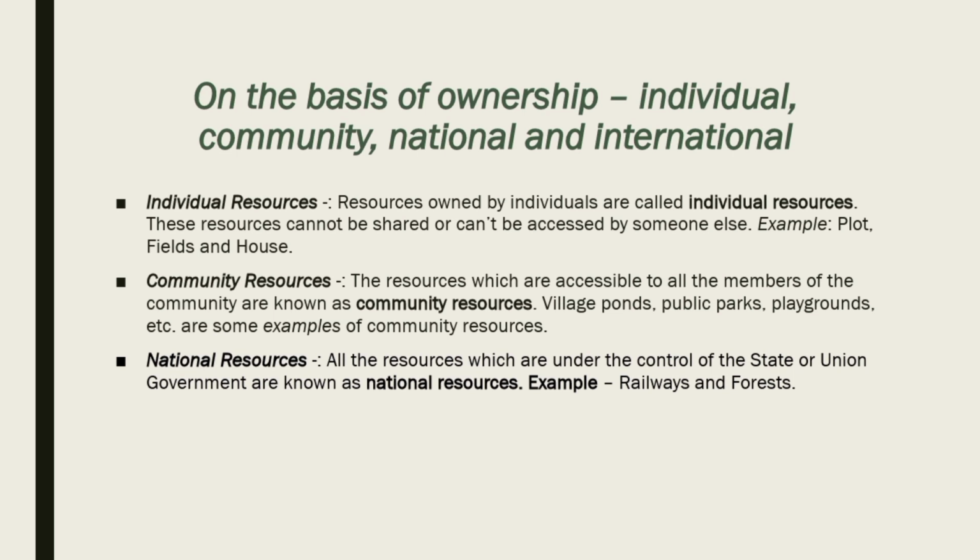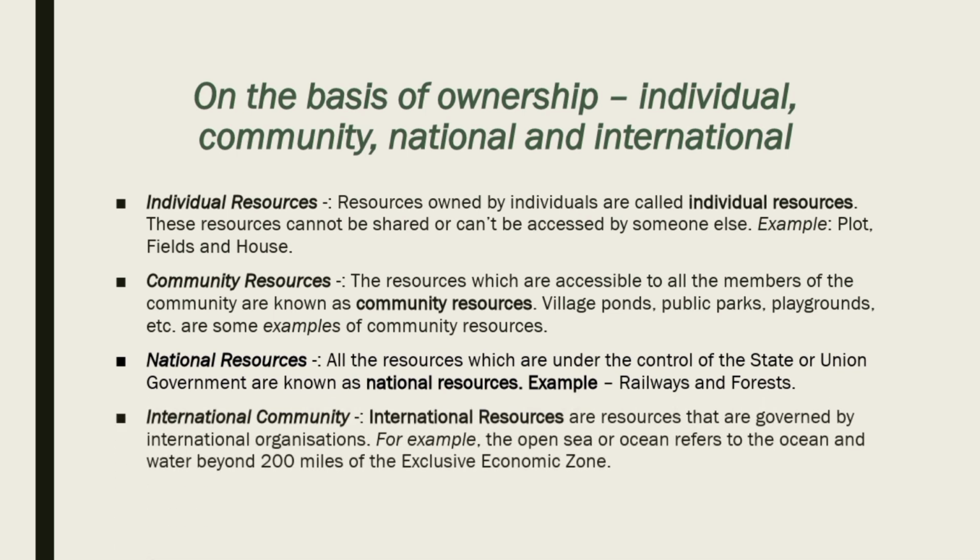National resources are all those resources which are under the control of the state or union government. Examples are railways and forests. International resources are those resources that are governed by international organizations, for example the open sea or ocean, which refers to the ocean and water beyond 200 miles of the exclusive economic zones.